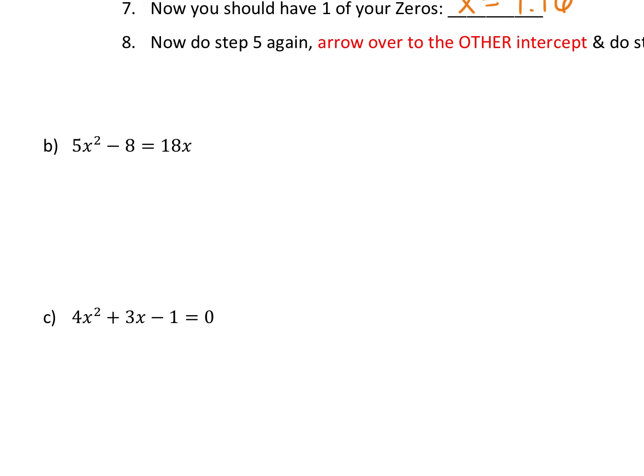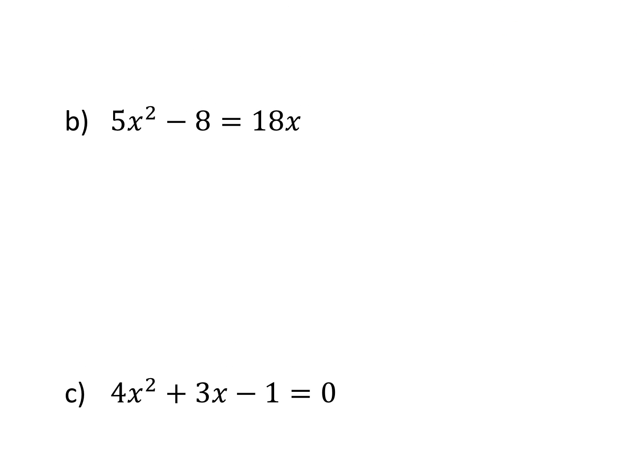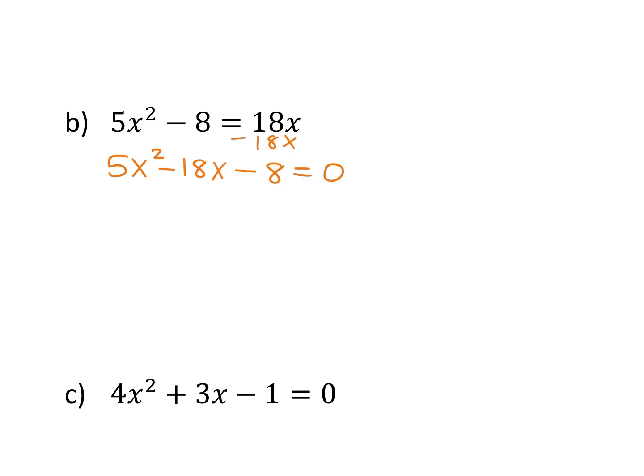Then I'll have you walk through it one time. If you look at letter B here, we are going to call this 5x squared minus 18x minus 8 equals 0. That's going to be your new equation. Now let's try it again. We're just finding the x-intercepts, the zeros, if you will. What's your first step?